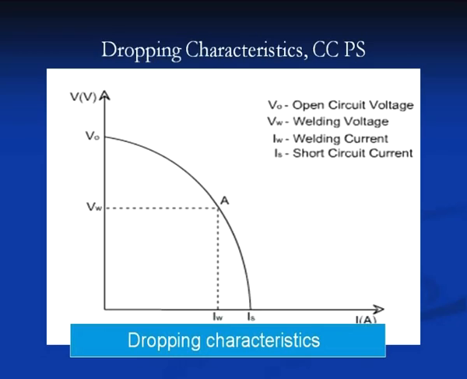We can see the typical constant current power source characteristic in this diagram. Here, the y axis shows the arc voltage and the x axis shows the welding current, and this line shows the dropping characteristic of the constant current type of power source. So, here we can see if voltage is increased, the current decreases, but not appreciably.